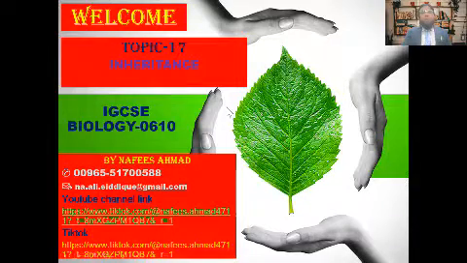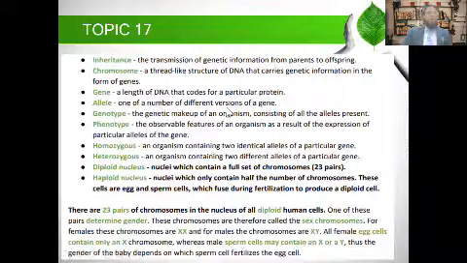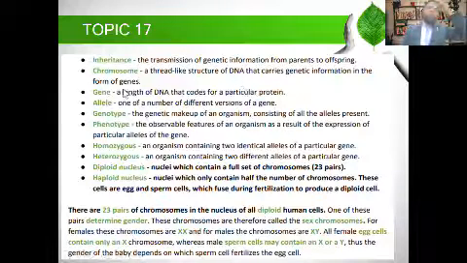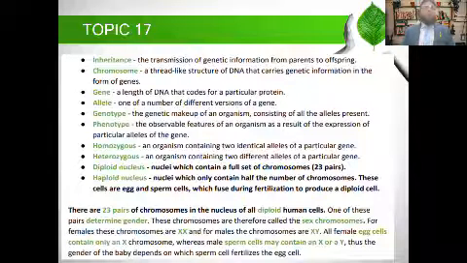So now come to the first slide. We just want to review some small definitions. For example, inheritance, you can see, is the transmission of genetic information from parents to the offspring. Now, what is a chromosome? A chromosome is a thread-like structure of DNA that carries genetic information in the form of genes. Because in human beings, there are 46 chromosomes, and each chromosome has some specific genes, and the genes are responsible to make different characteristics. Now, what is the specific definition of a gene? A gene is the length of DNA that codes for a particular protein.